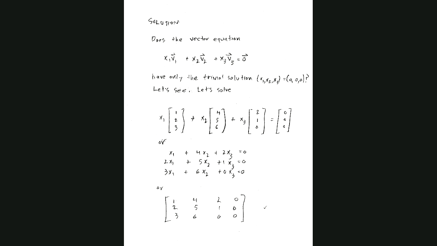So, here's the $30,000 question, right? Does this vector equation have only the trivial solution? Trivial solution would be x1, x2, x3 all being 0. So we need to solve the vector equation.